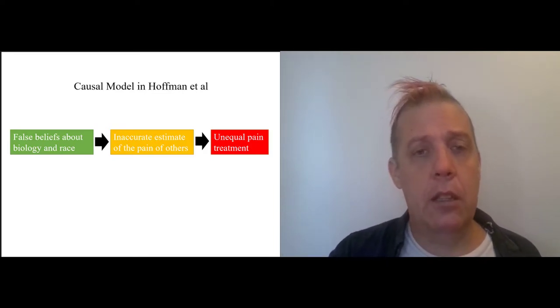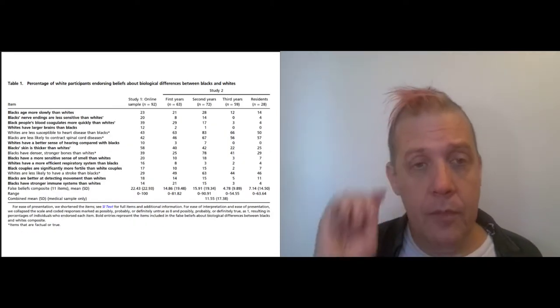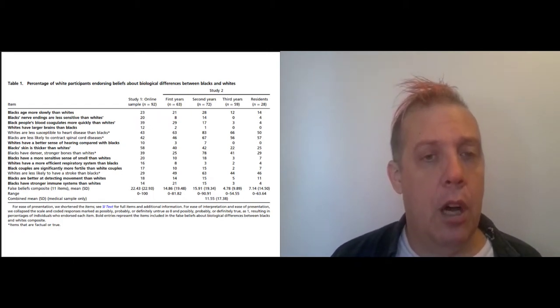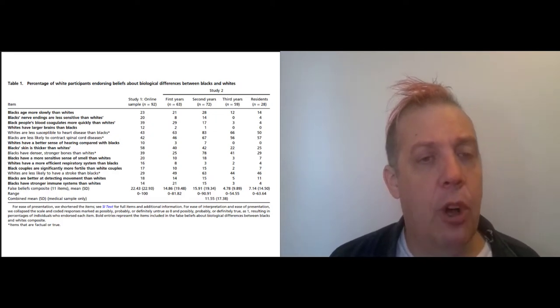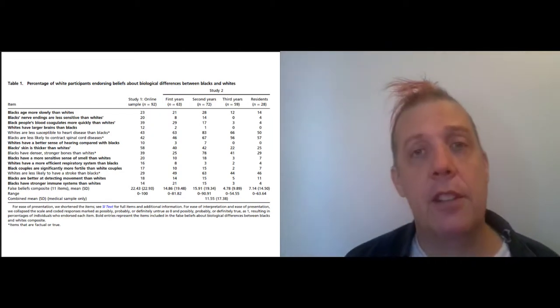Actually, let me skip ahead a little bit and look at the false beliefs, because this is important. The items in boldface here are false. These are all things like blacks' nerve endings are less sensitive than whites. Black people's blood coagulates more quickly than whites. Whites have larger brains than blacks. And the infamous black's skin is thicker than whites. All of these are false ideas that go back to the slave era.